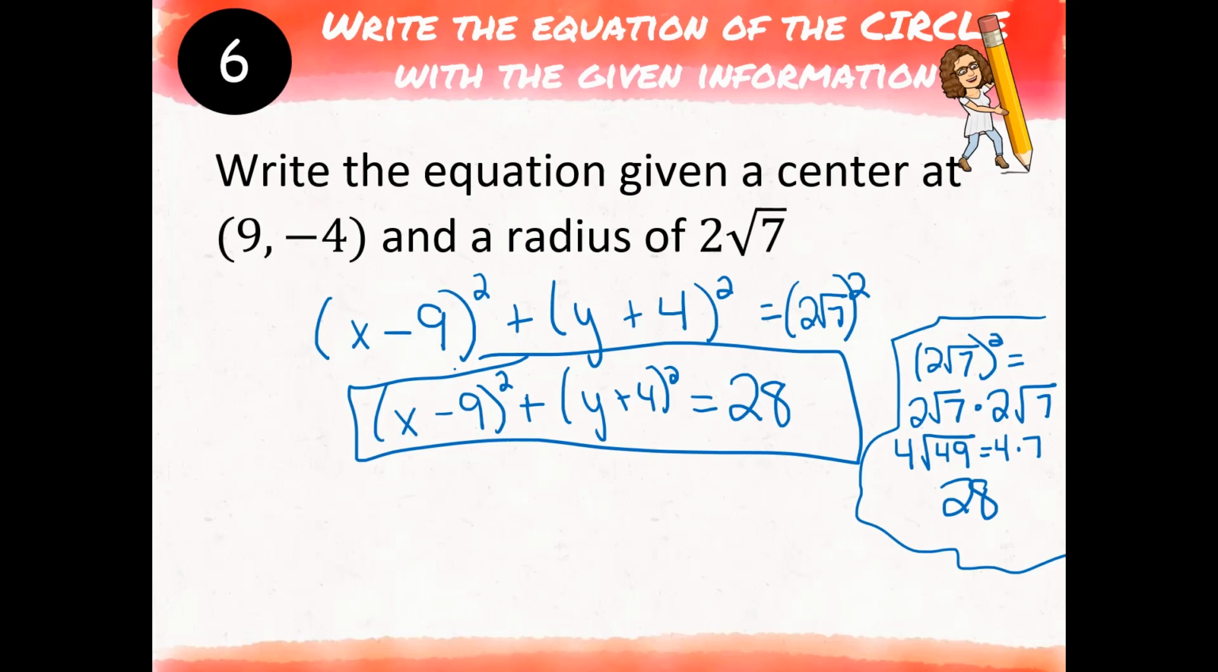Done. Mr. Calculator also can do 2 squared to 7 squared. Just be very careful that you put that in parentheses. Otherwise, you will get 14. That is not the answer that you were looking for.